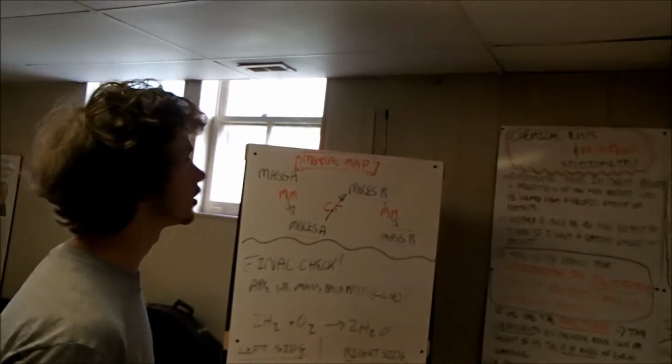So that's just an example, some easy introductions of chemical reactions in stoichiometry. In the next video, we will talk about the limiting reagent.